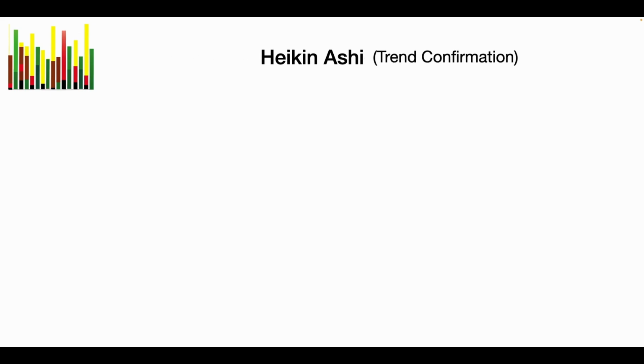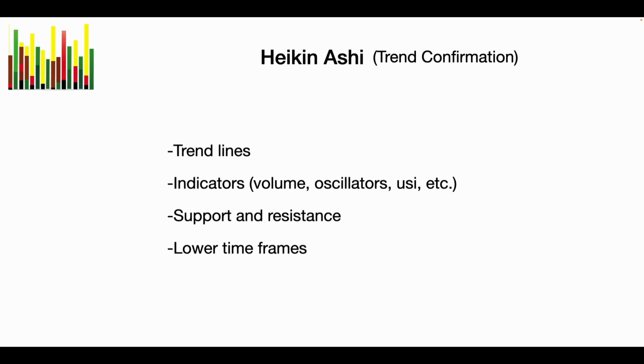How can we confirm a trend reversal? What I usually do is to use one of the following methods. Draw trend lines, use volume and other indicators, examine lower time frames, and check the support and resistance. As long as we have the confirmation we need, then we take the trade.